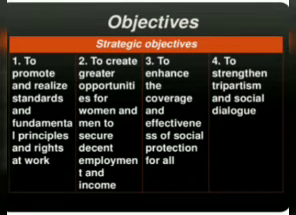Next, we have the objectives of ILO. First is to promote and realize standards and fundamental principles and rights at work. Second is to create opportunities for both men and women so that they can get a decent working environment and get employment and income. Third is to enhance the coverage and effectiveness of social protection for all. And the last is to strengthen tripartism and social dialogue.